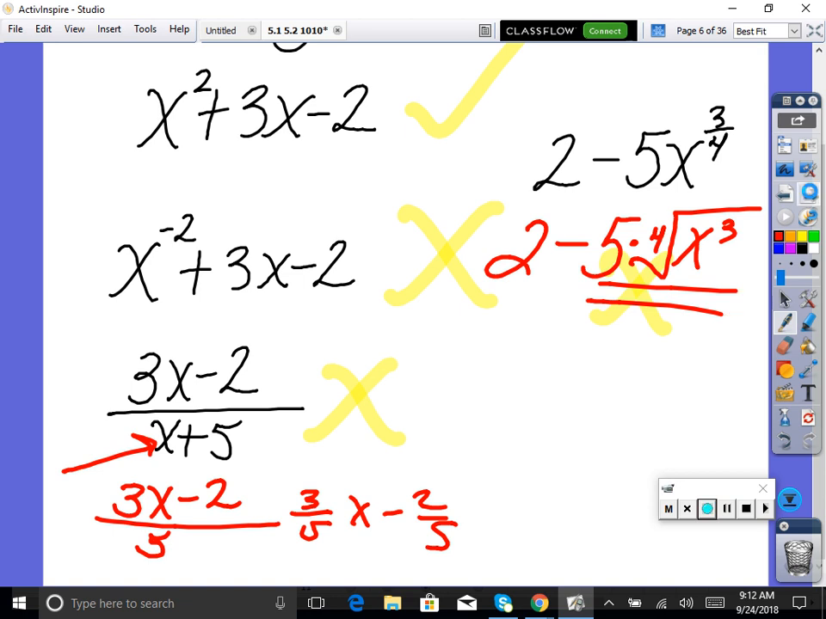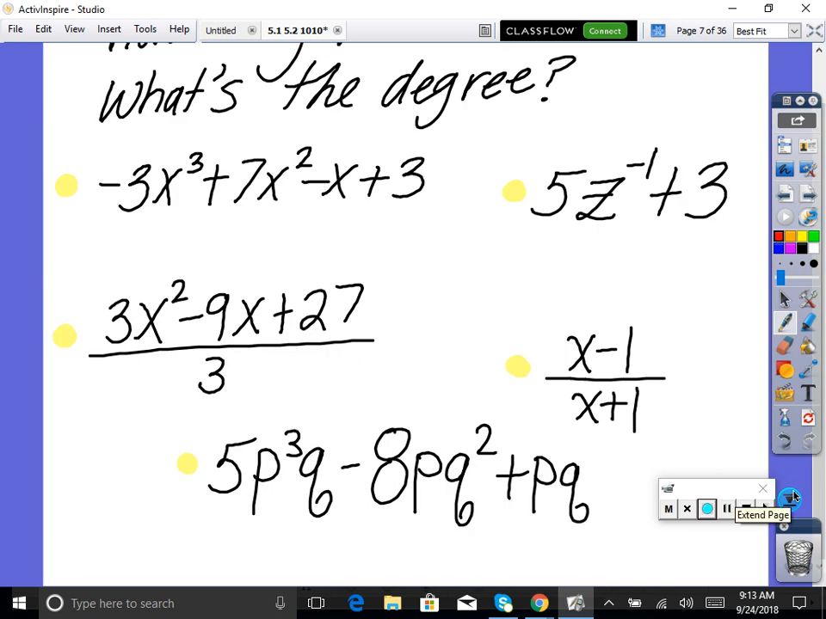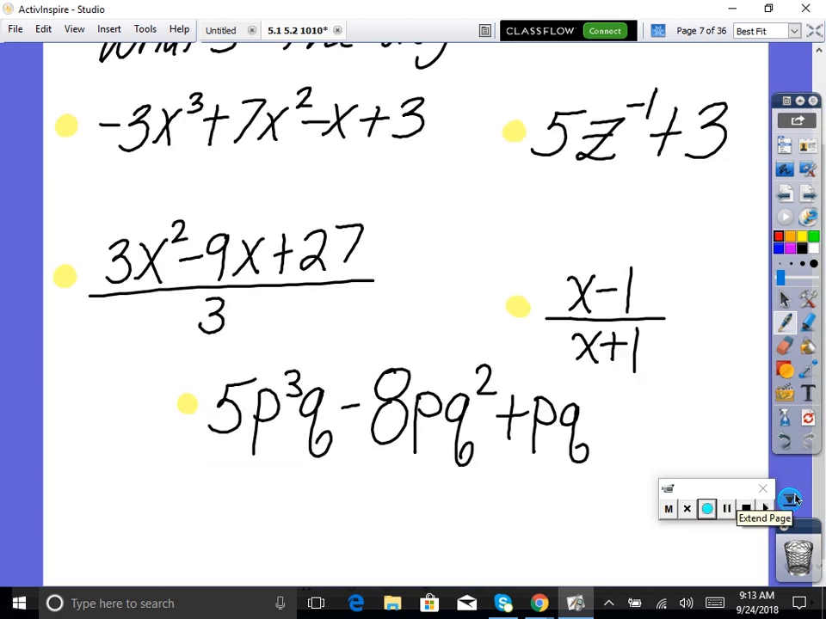So answer the question for me. How many terms, what's the degree, is it a polynomial? You're only going to answer those questions if it is a polynomial. Is this one a polynomial? Yes, so it has 1, 2, 3, 4 terms and it's degree 3.